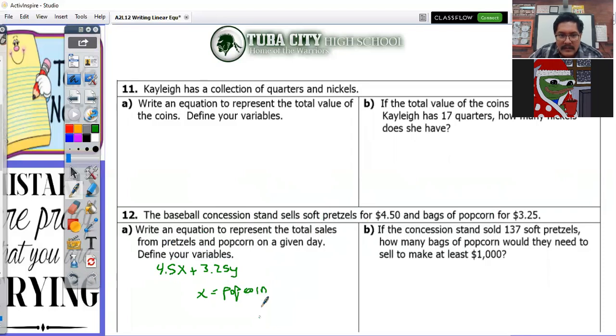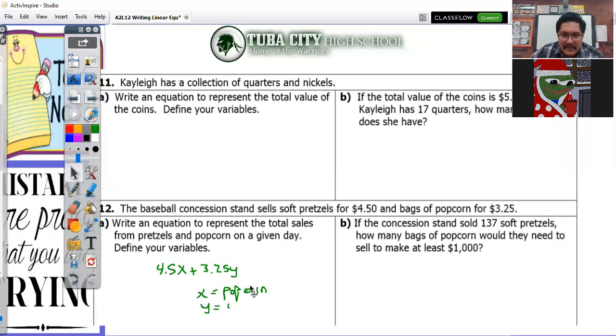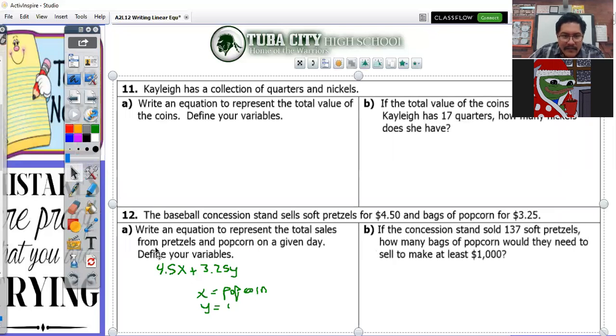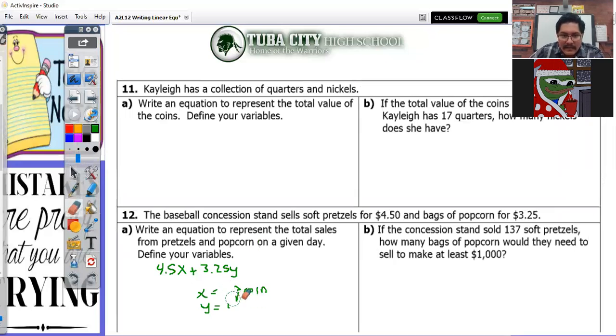So X equals popcorn and Y equals, oh wait, no. What am I talking about? I'm losing focus here. I decided to keep it in order. It's always best to just keep it in order.